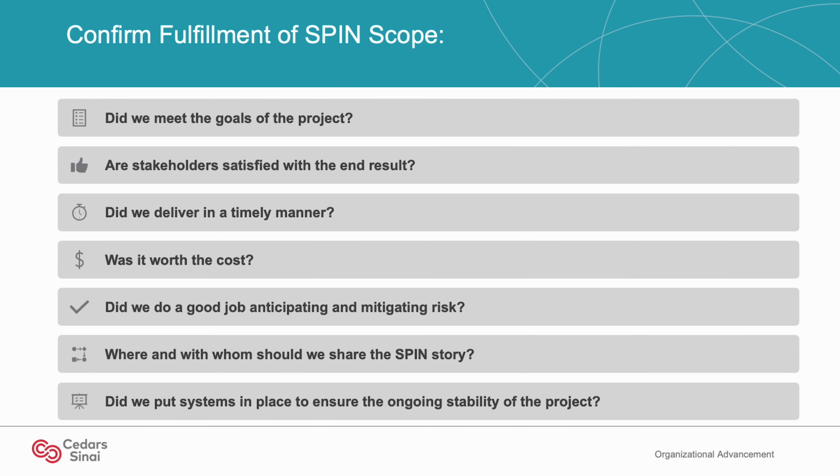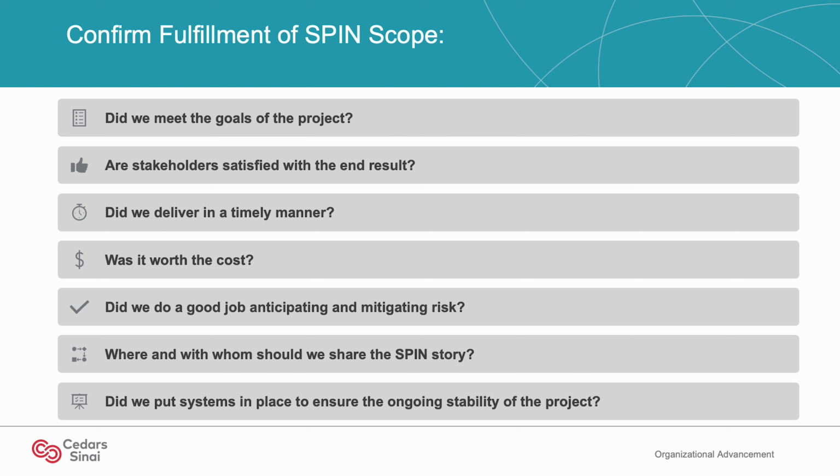So once the team has gone through the 30-day check and the project has reached stability, the team may be ready to close out a project. But before the team does that, it is important to confirm the fulfillment of the project scope. To help the team do that, here are some questions the team should answer.